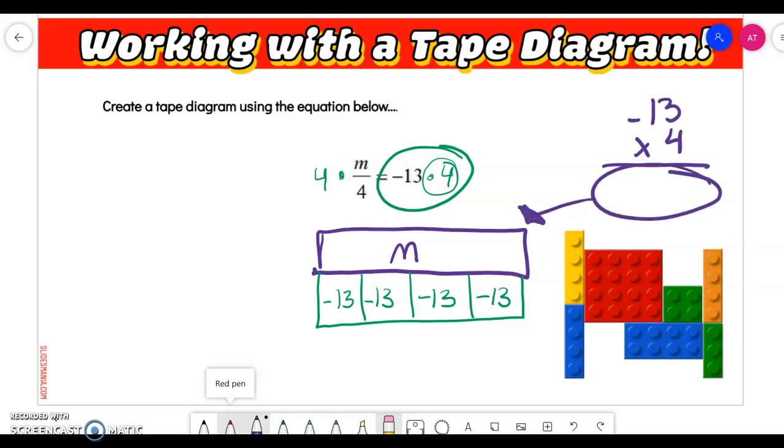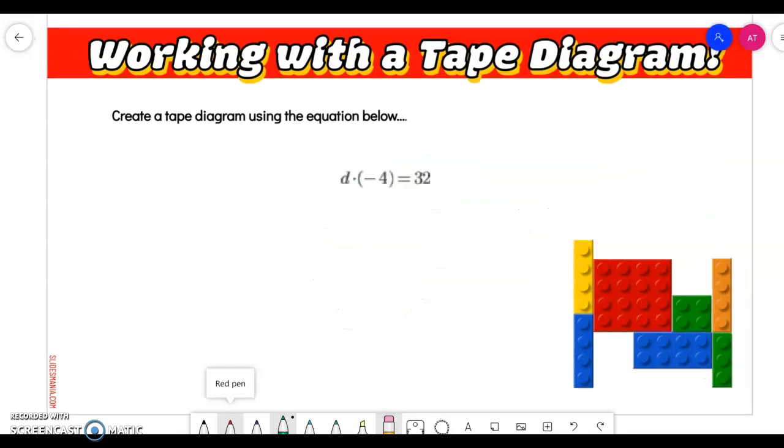Okay, so as you can see, this tape diagram for m does equal 4 negative 13s. Okay.